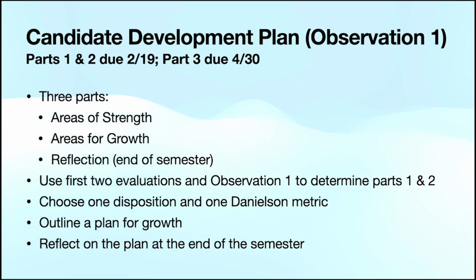At the end of the semester, you're going to add a reflection on how you did on those goals and if you reached them and improved in those areas. So parts 1 and 2 are due in February. That's your areas of strength and then your goals. And then part 3, which is the reflection, is going to be due at the very end of the semester.